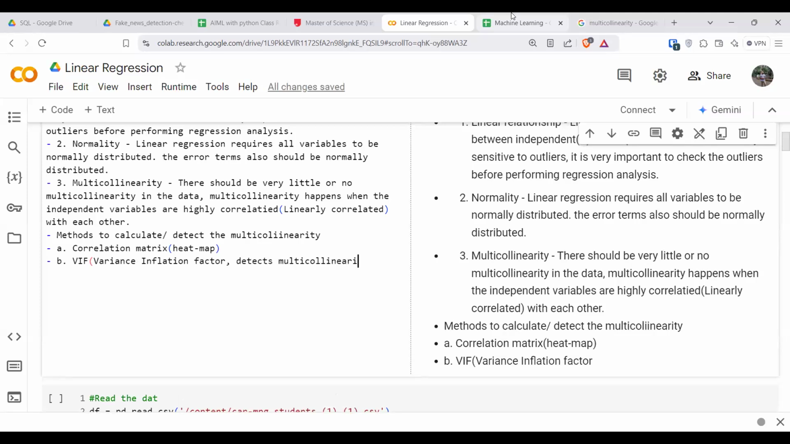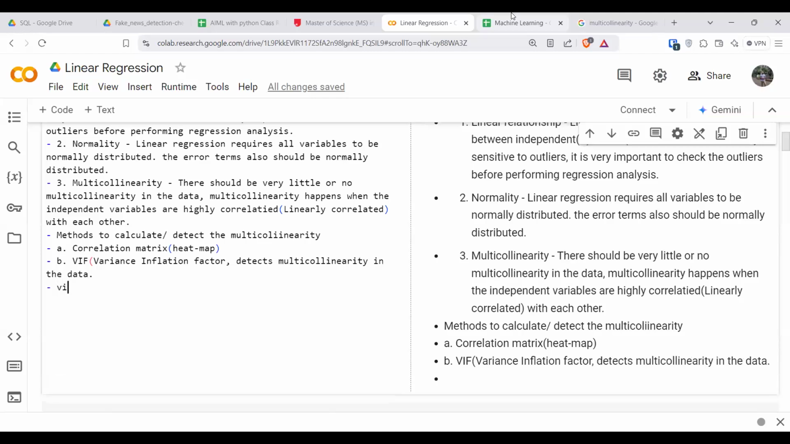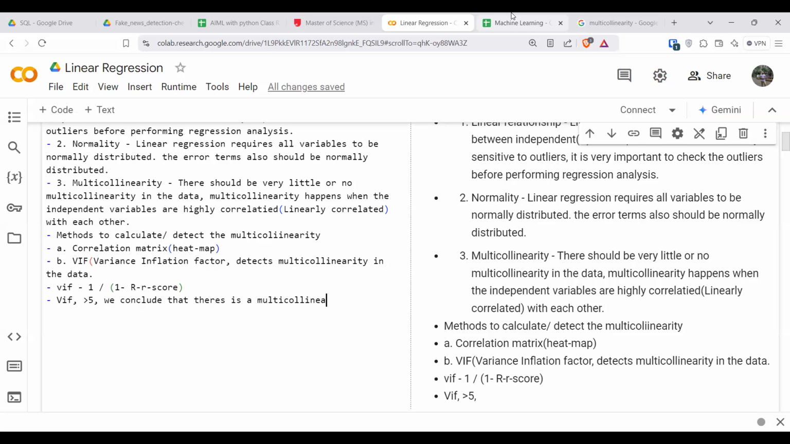So what you do is you find the VIF by using a formula. VIF is equal to 1 divided by 1 minus r squared, or R2 score, right? There is no standard rule for what the VIF value should be, but it is observed that if VIF is greater than 5, we conclude that there is multicollinearity in the data, right?